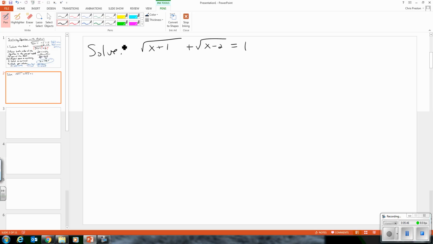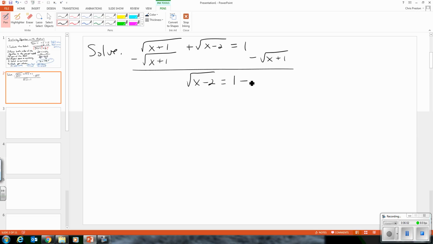First thing I want to do is isolate the radical. Well, I've got two radicals, so which one am I going to isolate? I don't know. Maybe I'll subtract the square root of x plus 1 from both sides. So I get the square root of x minus 2 all by itself, and I get 1 minus the square root of x plus 1. Which one you move over doesn't really matter, because you're going to have to get rid of both of them eventually.